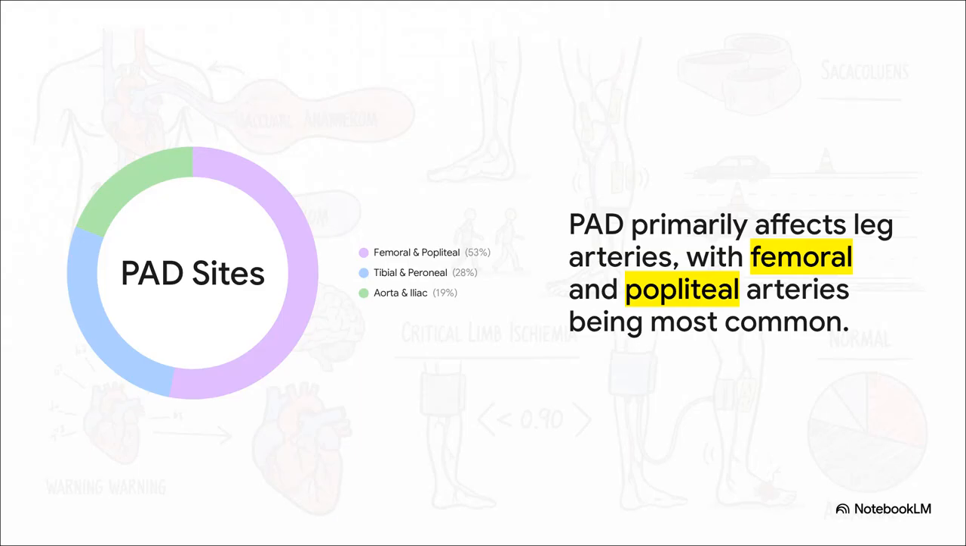So where do these blockages usually happen? This chart makes it really clear. The overwhelming majority, we're talking 80 to 90% of cases, involve the femoral and popliteal arteries, which are in the thigh and behind the knee. The lower leg arteries are next, then the lower aorta and iliac arteries down in the pelvis. The legs, they are truly the primary battleground for PAD.